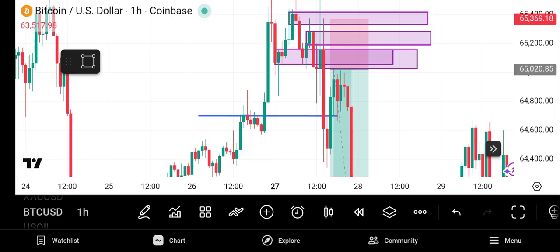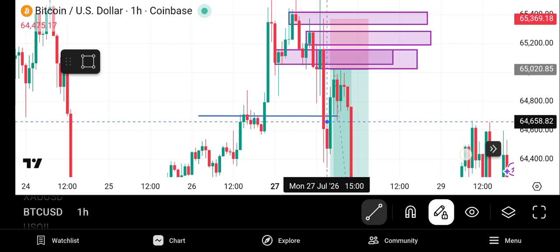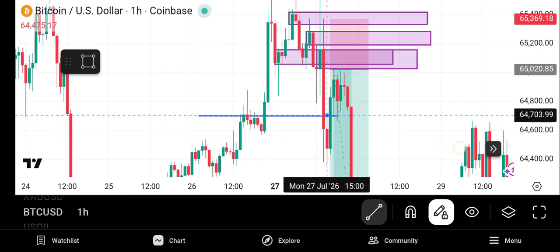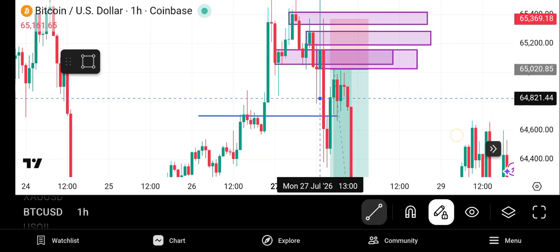Rule number one says there must be a double break of structure. Rule number two says there must be an inducement. Rule number three says that you should mark out all your possible points of interest. And then rule number four says the point of interest needs to be unmitigated. So as the market is creating the inducement, you should not touch any point of interest that you want to use to execute your trade. So as the market creates this inducement, it does not touch any point of interest that I want to use, so all the points of interest are still valid.